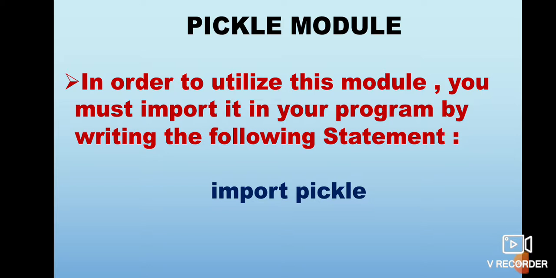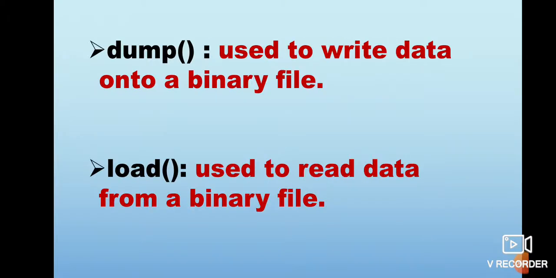So in the same way, here also we are using import pickle. Now, what all functions we are going to use from this pickle module? The first one is the dump function, which is used to write data onto a binary file. Now, I just told you that objects are serialized or pickled while being written on the file. So this dump function is used to pickle an object so that it can be written on the binary file.